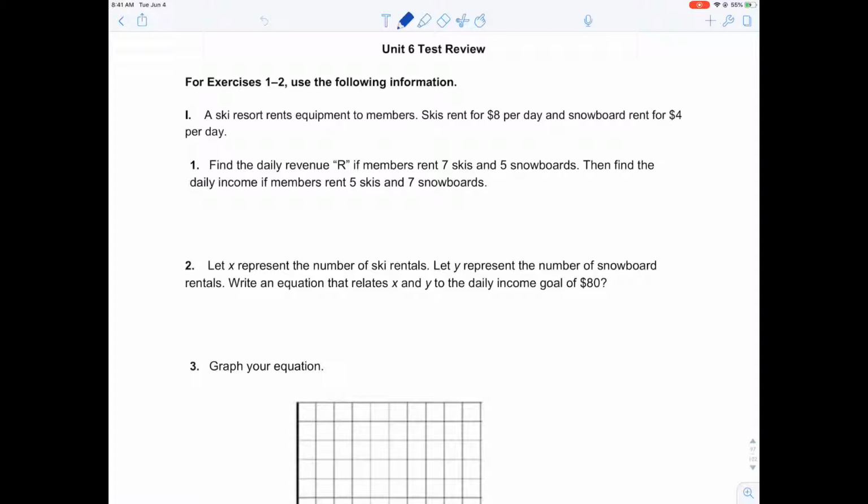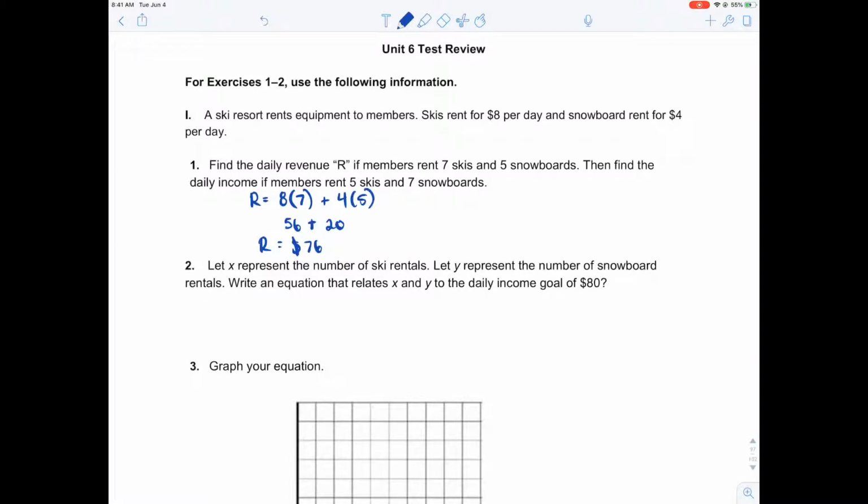So it looks like our equation is going to be set equal to R if members rent 7 skis and 5 snowboards. So we know that skis cost $8 per day, right? So we're going to multiply $8 by 7. And then we also know that snowboards are $4 per day, and there are 5 of them. So let's find the total revenue for this. So that's 8 times 7, which is 56, plus 20. So that's going to be $76. That is their revenue for that day.